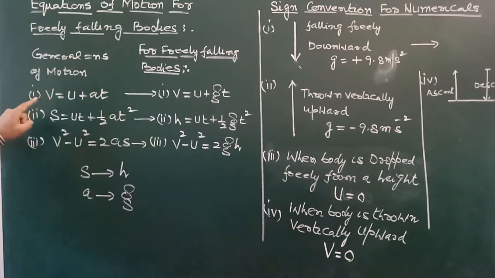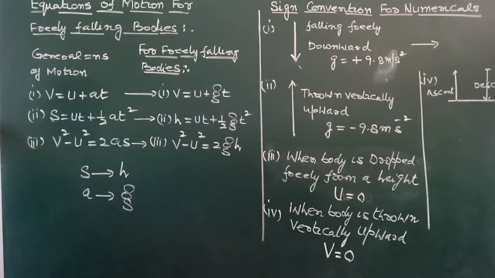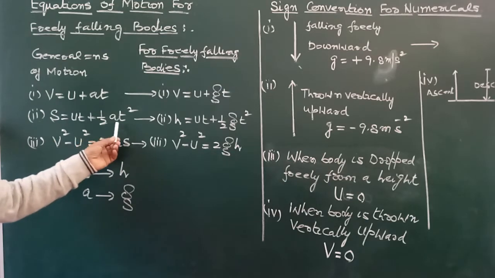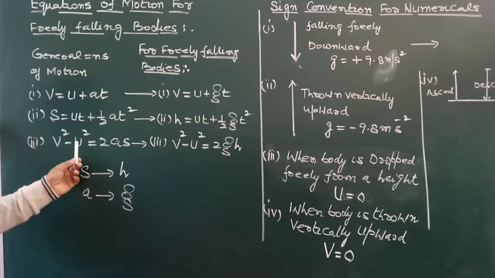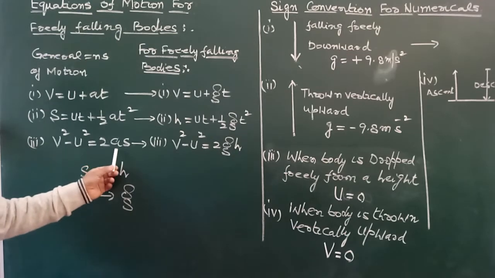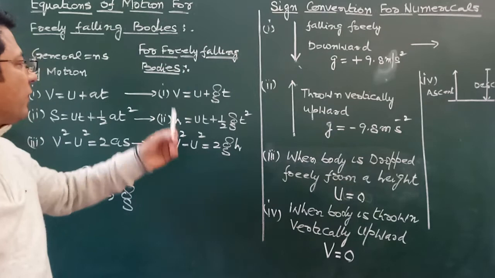General equations of motion: the first equation is V is equal to U plus AT, the second equation is S is equal to UT plus half AT square, and the third equation of motion is V square minus U square is equal to 2AS. And these are the equations of motion in general.